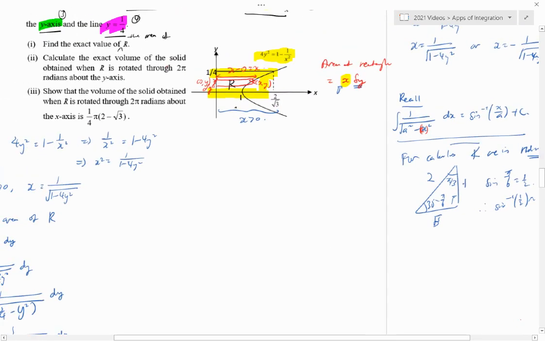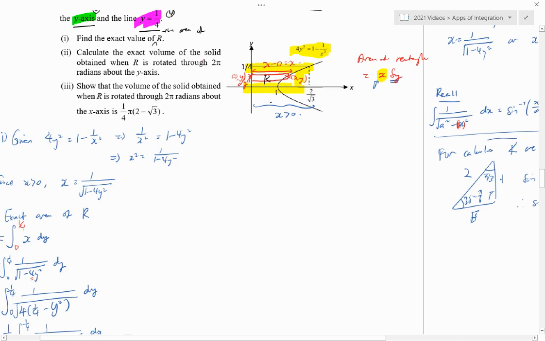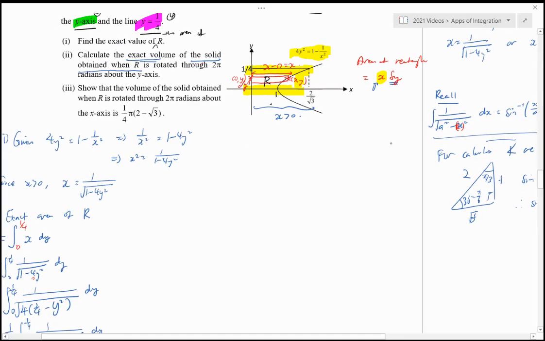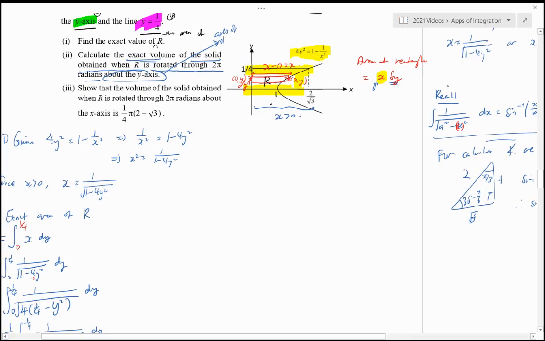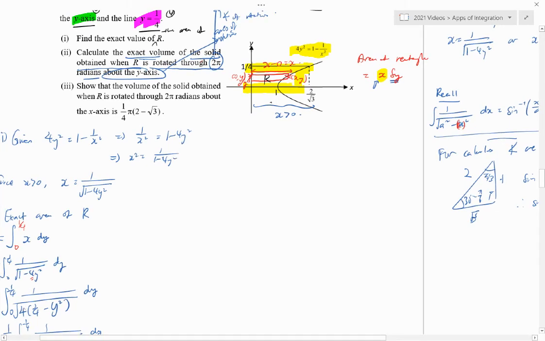Okay. Next, let's look at the next part of the question. It says, calculate the exact volume of the solid obtained when R is rotated through 2 pi radians about the x-axis. So this is the axis of rotation, and 2 pi radians is the angle of rotation. Remember, for volume, you need to know these two. Now, why is that so? It's still about R, but now it is about volume.